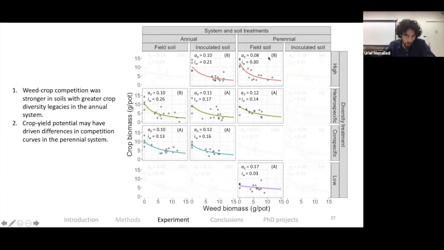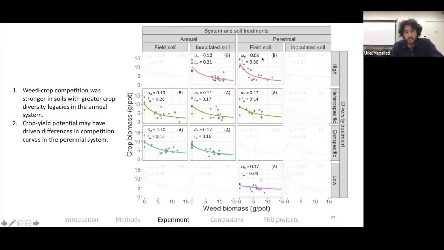In the perennial soils, the IW parameter is also higher in the high diversity treatment compared to the lower diversity treatments, with statistically different curves. However, there is considerable variation in the A0 parameter, which is the y-intercept term. So here, the differences between curves may be driven by crop yield potential. So I can't confidently say that weed crop competition was higher in the high diversity treatment.